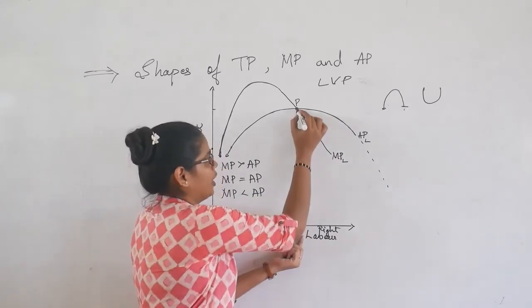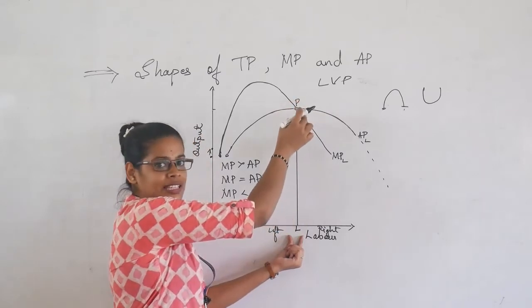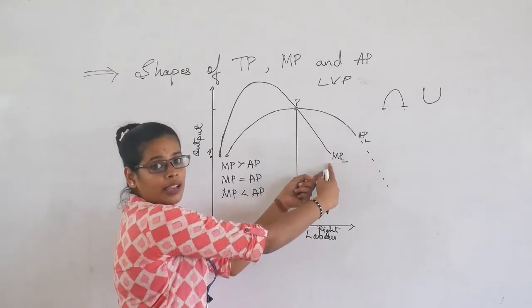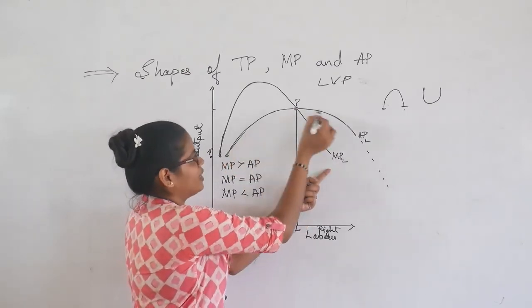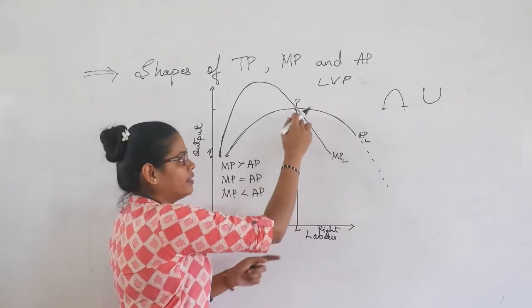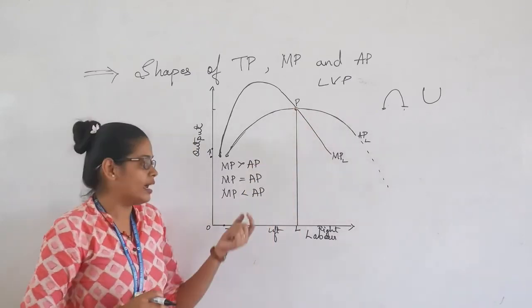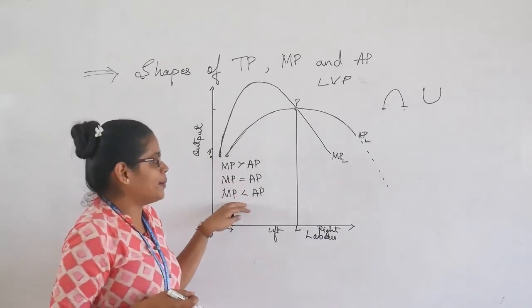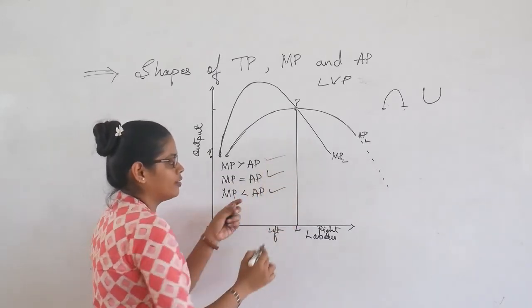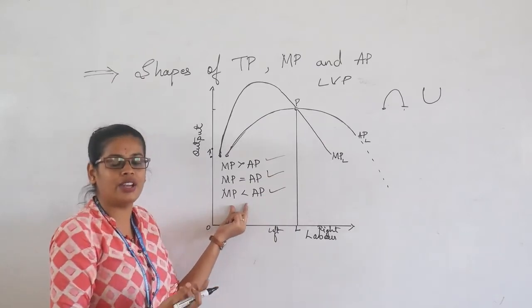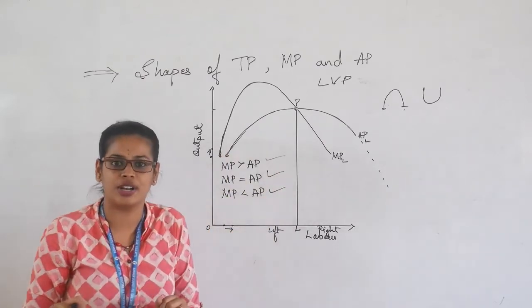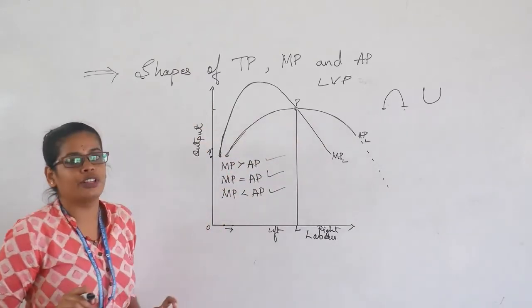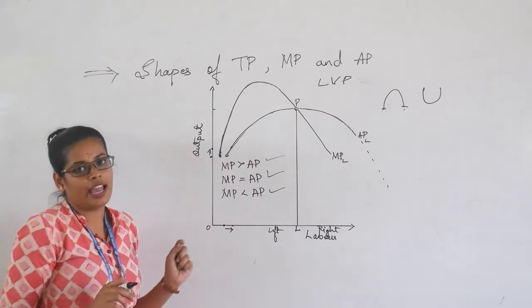But at this point, you can see both are intersecting. The AP curve is being intersected by the MP curve, right? This is the point at which you can understand that MP is equal to AP. So these are the three important points or three important equations where you can understand the relationship between the marginal product and the average product. So this is all about the shapes of the total product, marginal product and the average product.